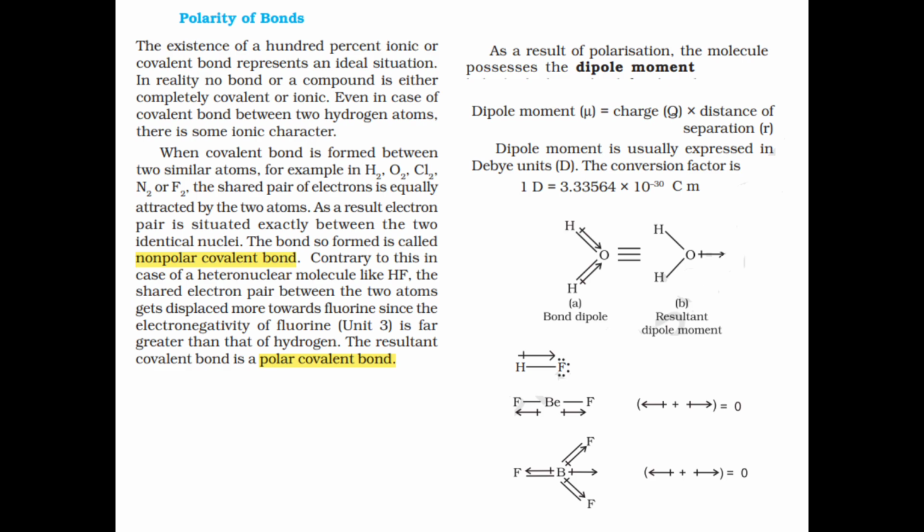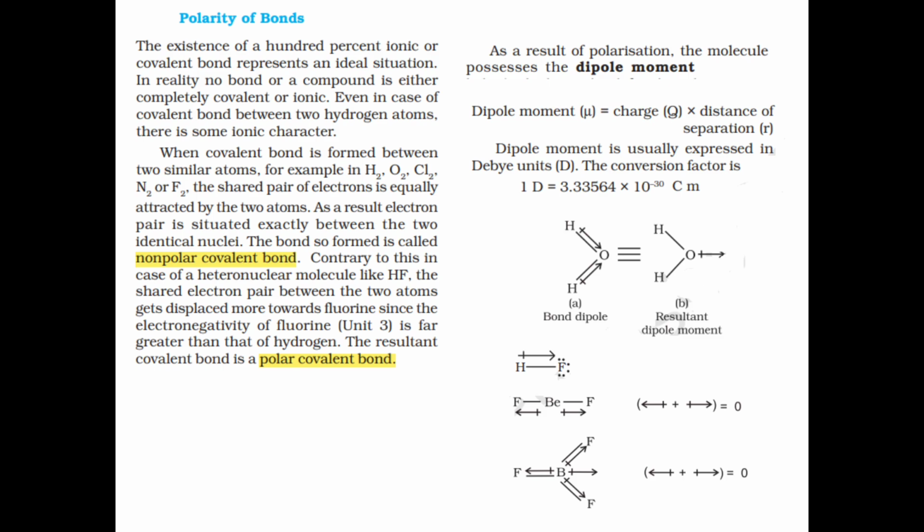For example, H2, O2, Cl2, N2, F2. The shared pair of electrons is equally attracted by the two atoms. As a result, the electron pair is situated exactly between the two identical nuclei. The bond so formed is called a nonpolar covalent bond.